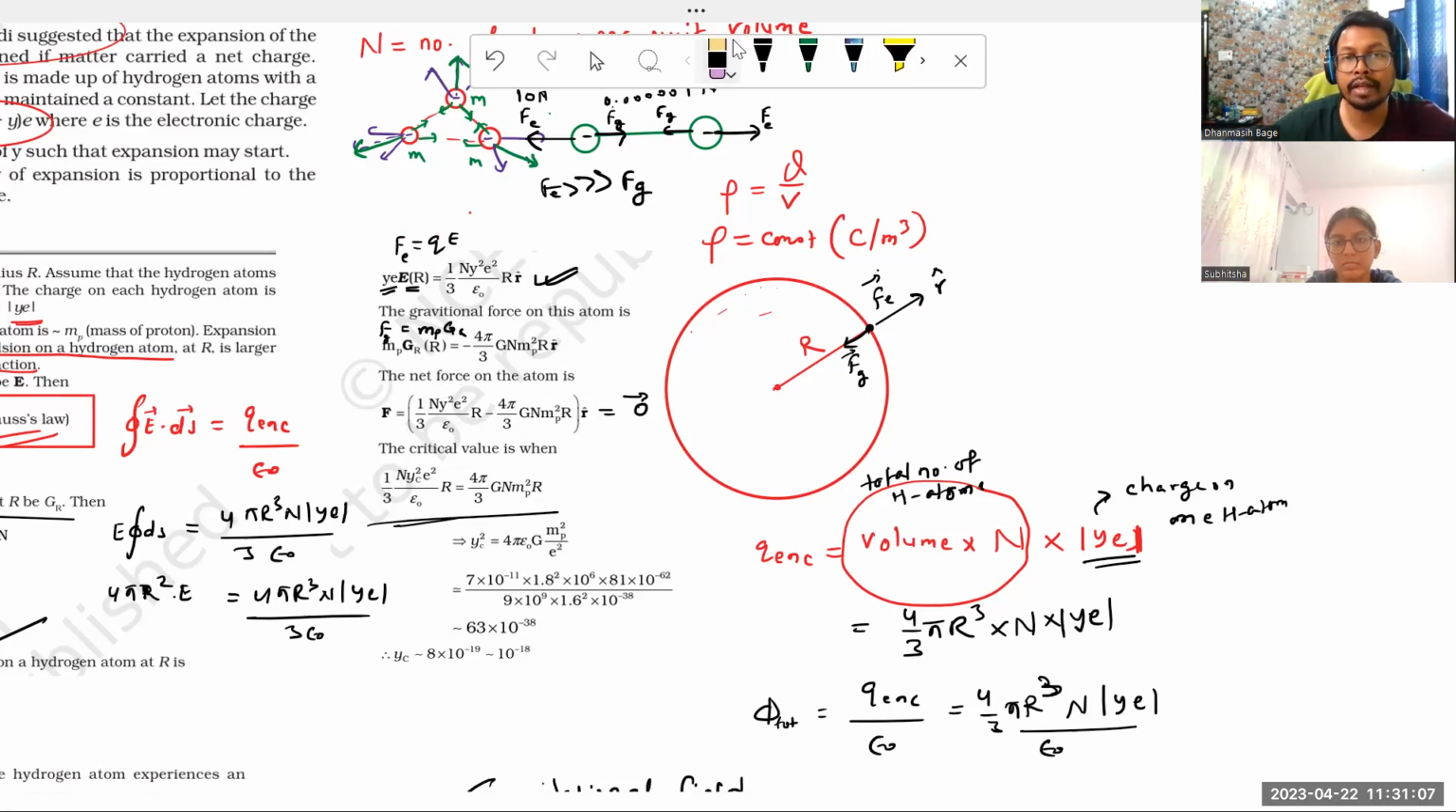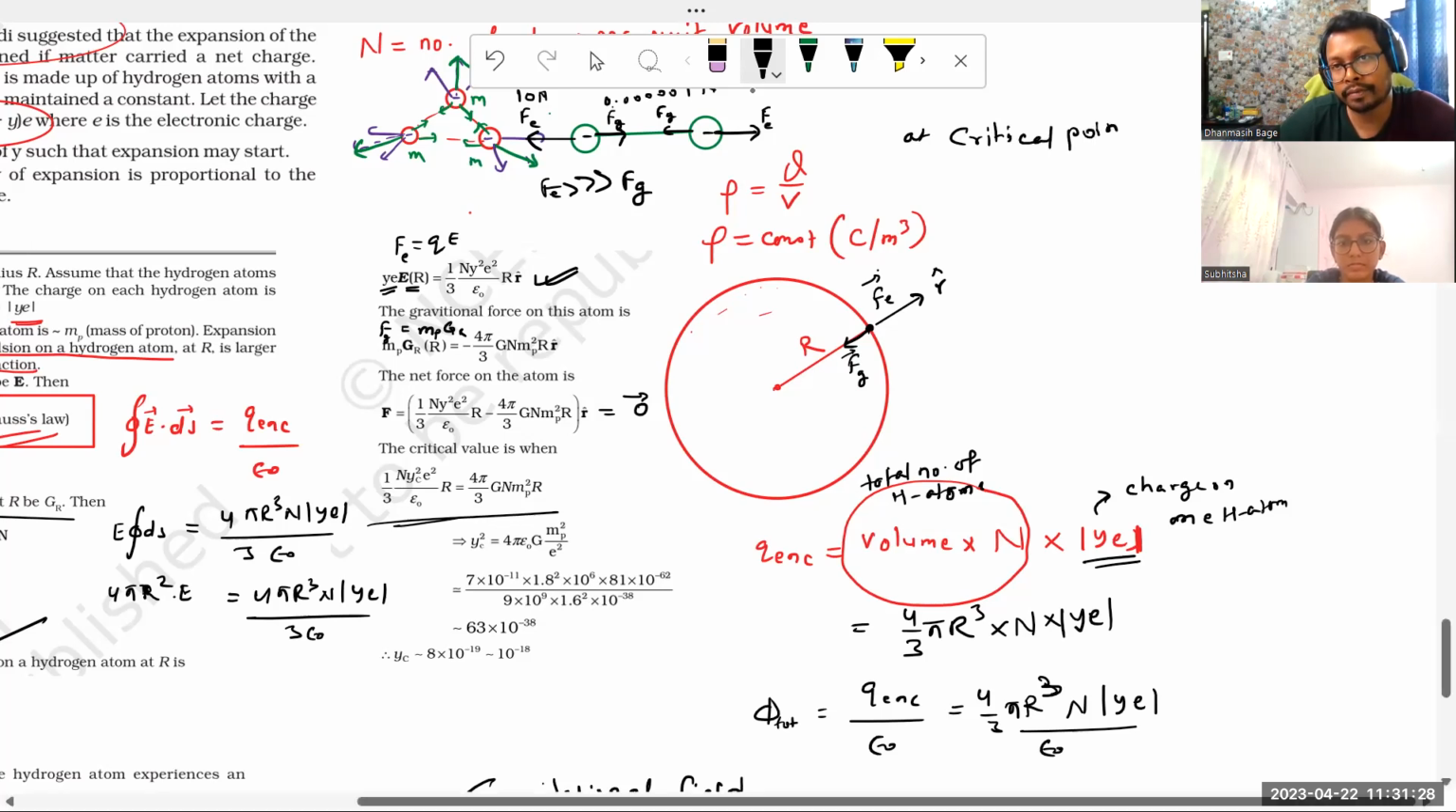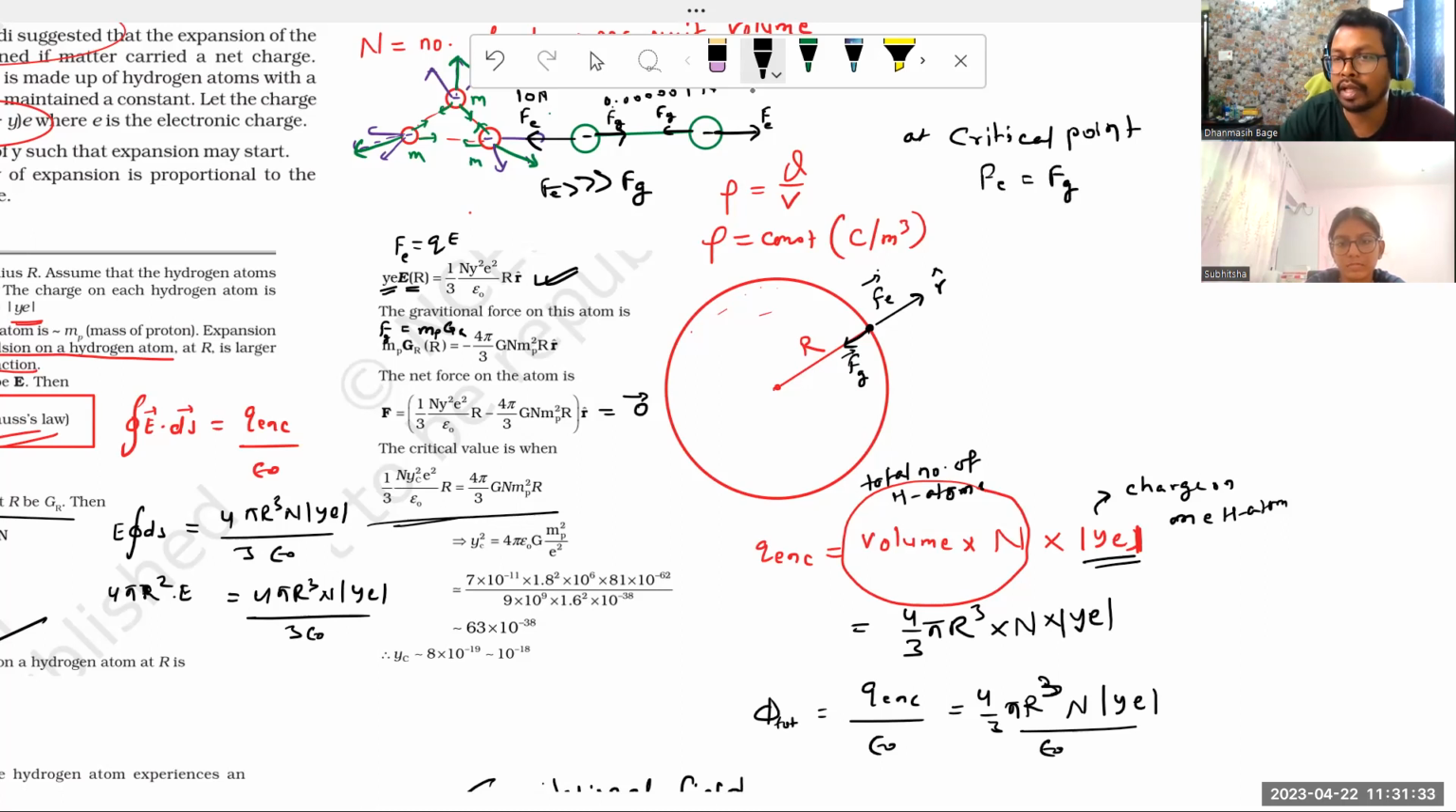Just see that. When will the force be repulsive? If they are equal, then that is the critical value, right? Beyond that point, the force will be repulsive. At the critical point, Fe is equal to Fg. Gravitational force will be equal to electrical force. That's it. Just equate these two things and you will get the answer. Yc is equal to this thing.